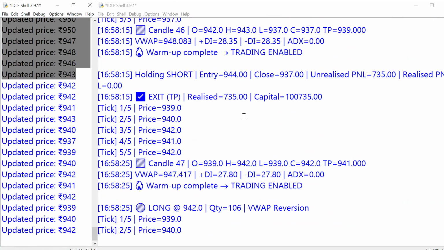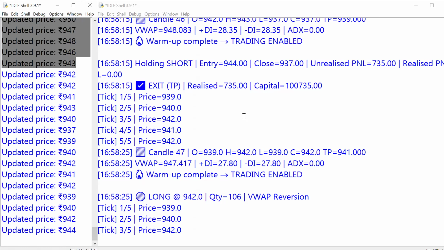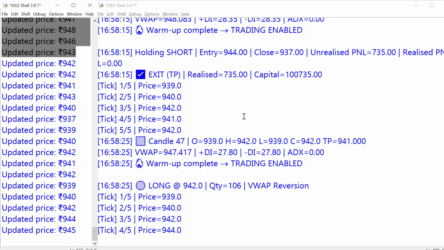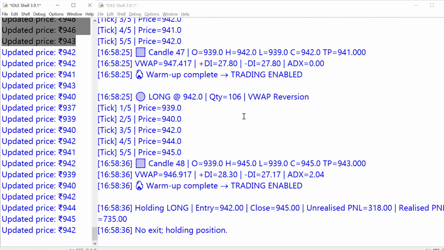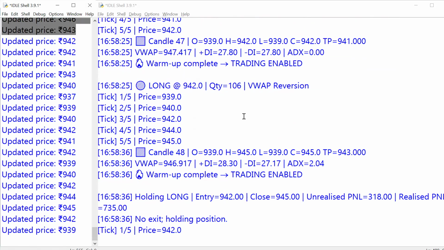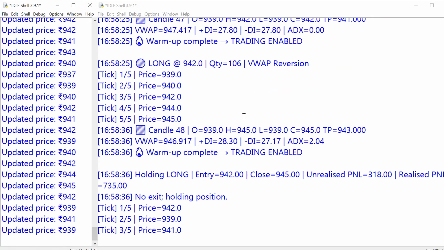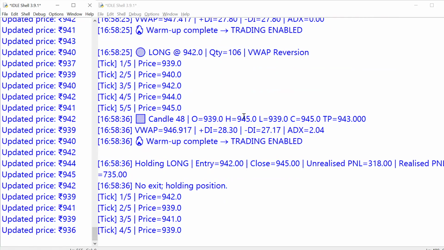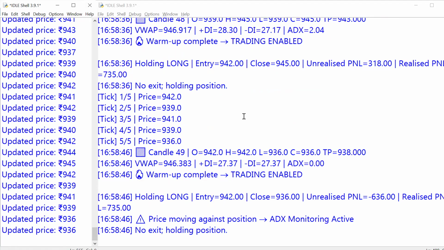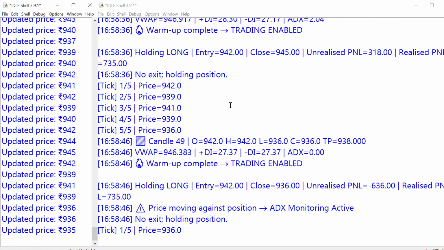See the beauty, we went up by 20 points, but ADX says, okay, don't book a stop loss because the trend is still down, and when the price came down, we booked a profit. That's the beauty of the algo. We are going to get one more profit for sure.